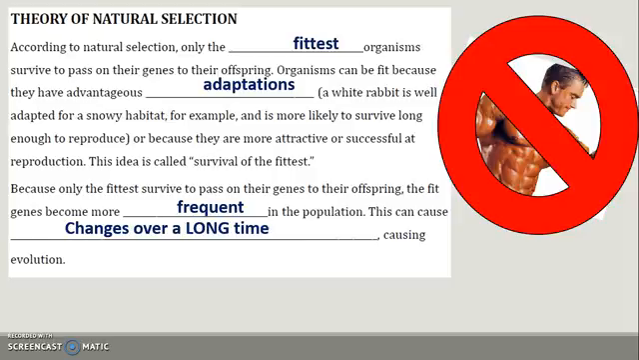Basically, if you have white rabbits and brown rabbits living in a snowy environment, and say I'm a fox who eats rabbits, I am going to be more likely to eat the brown rabbits because I can see them more easily than the white rabbits. Because more white rabbits are surviving, they're able to pass on their genes to their offspring. Eventually, the majority of the rabbits will become white, and after a long period of time, all of the rabbits in the environment will be white. And this is called evolution, a change in a population, not an individual, but a population over a long period of time.